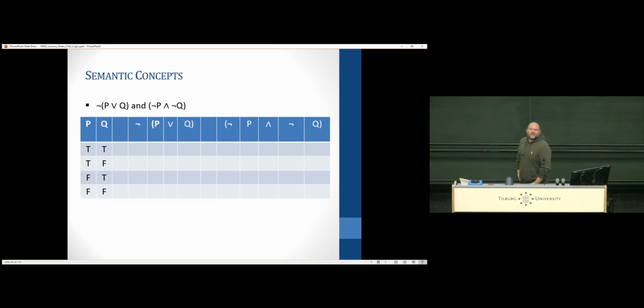Now, what would be our next step if we're going to build a complete truth table? What would we do next? Yeah, we're going to copy paste, right? We take the column under P, we paste it under every instance of P. We take the column under Q, we paste it under every instance of Q. Cool.